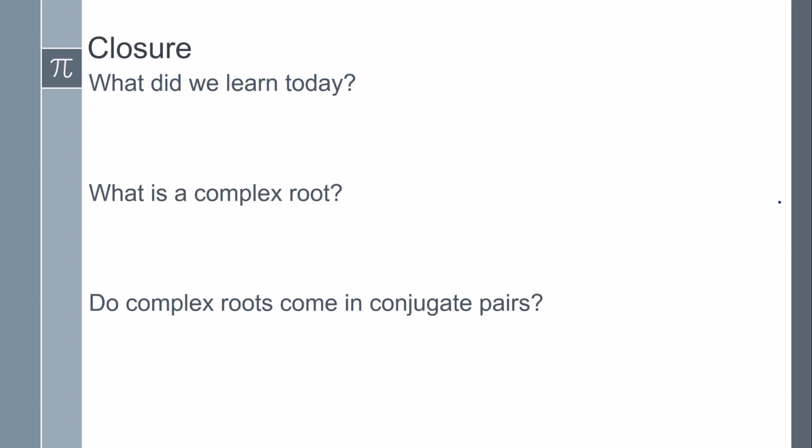What did we learn today? We talked about how to use imaginary numbers, complex numbers, and be able to create a polynomial. Now, a complex root is in the form of a plus bi, or a minus bi, however you want to think about it, and a and b can both be 0. So you can have a pure real number and a pure imaginary number. And then the last is, do complex roots come in conjugate pairs? In the context of zeros of a polynomial, yes, you will always have a plus or minus bi, which are conjugate pairs. This does conclude our lesson.